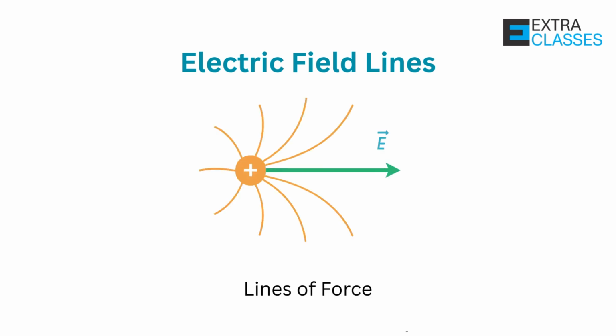Let us study electric field lines. Electric field lines, or lines of force, are imaginary lines drawn in an electric field such that the tangent at any point on the line gives the direction of the electric field at that point. They help visualize magnitude and direction of electric fields in space.